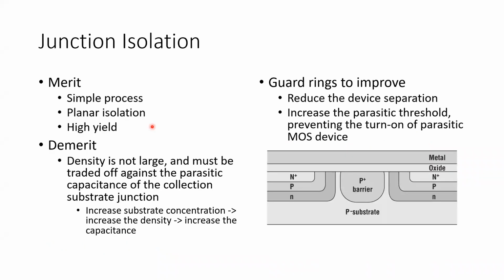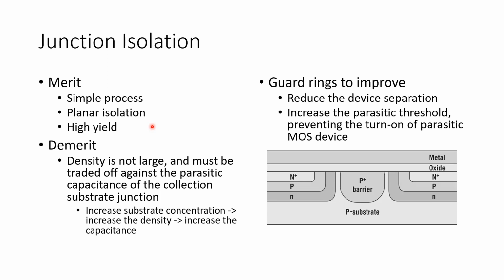So junction isolation is a simple process, it is a planar isolation, and the yield is high. But there are also some problems associated with junction isolation. The density is not large enough, especially as we keep decreasing the device size, because the depletion region cannot decrease much. So the density of the device cannot increase because it's limited by the spacing between the two devices.